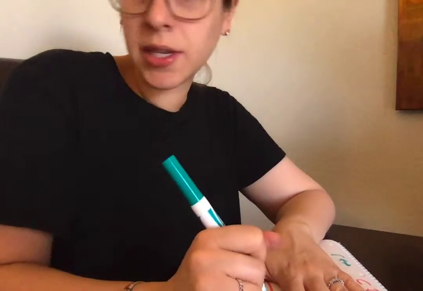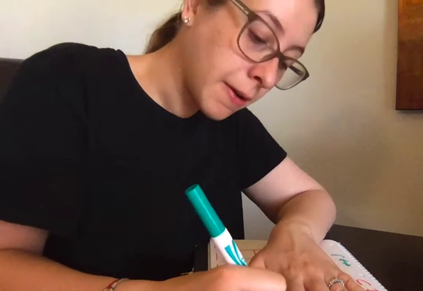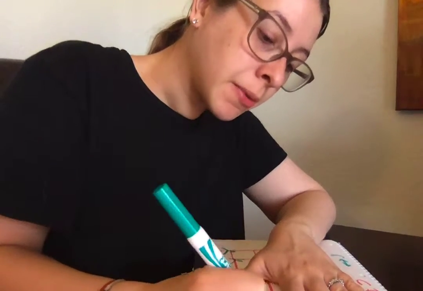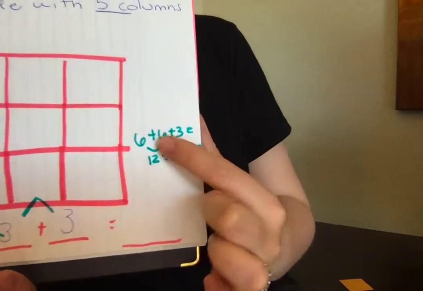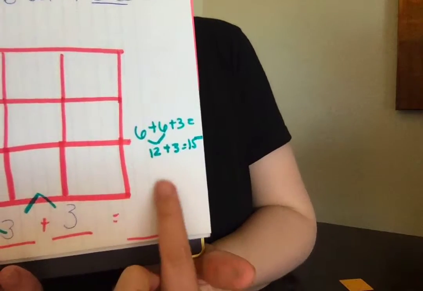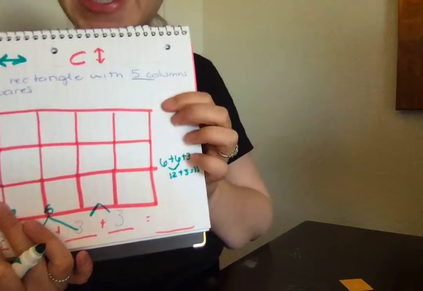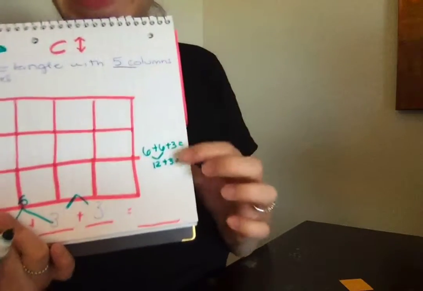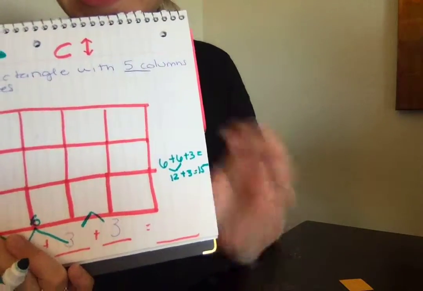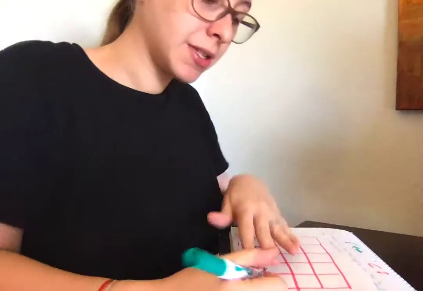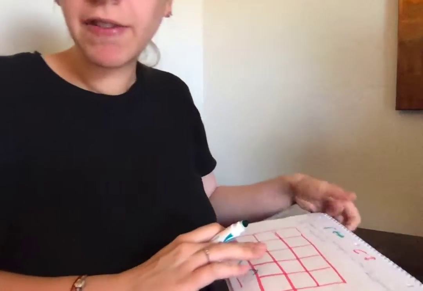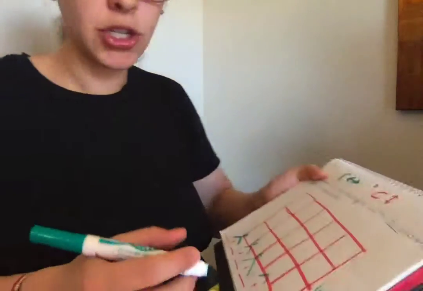6 plus 6 is 12. Plus 3 more is 15. So I transferred it from down here to the side. 6 plus 6 plus 3. 12 plus 3 equals 15. I know it's backwards and it's hard to see, but we'll have to make it work, right? My answer is 15. And even if I were to count each square, it should be 15.